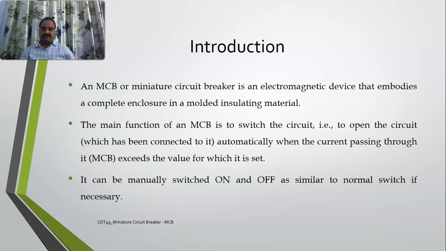So let me start with an MCB or a miniature circuit breaker. It is just an electromagnetic device which is just like an enclosure. You can see it in this format. There will be a switch, right? I'm not a good artist, but this will be a switch type of thing. So this is an enclosure. Inside this, the electromagnetic device will be there. It is normally made up of insulating material.